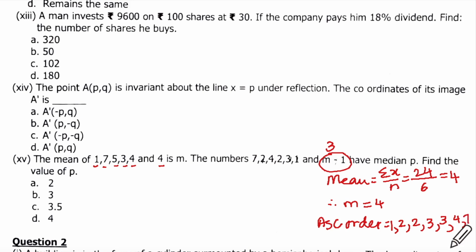And then 7. Now the shortcut I've already told you, cancel out from here like this. In the middle we are getting 3, which is P. So P is equal to 3. Option B. Did you get that? Yes, ma'am. Okay.